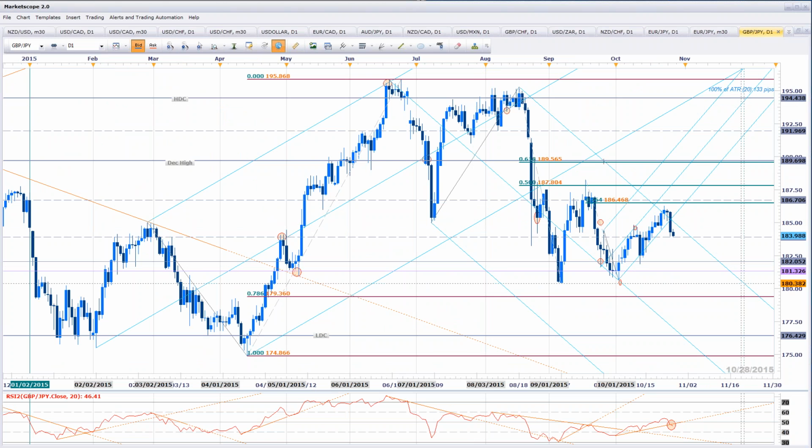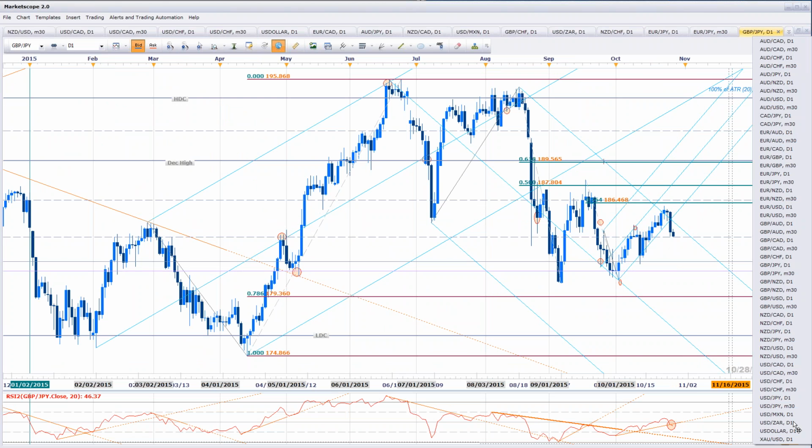So you're sitting at support right now. The support structure that we're looking at is essentially the former high day close for the month. That's basically the October 9th close, which came in at 183.91. We're checking that as support right now. Here's what it looks like on the 30-minute.